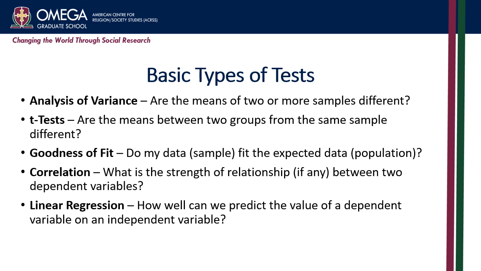And so I may ask, if organizational religiosity is high, is intrinsic religiosity also high? And finally, linear regression asks, how well can we predict the value of a dependent variable on an independent variable? So this is about creating a model that helps us make predictions about how a dependent variable may perform in the future. We'll discuss all of these in much more detail in future tutorials, and we'll also touch on them throughout this tutorial.